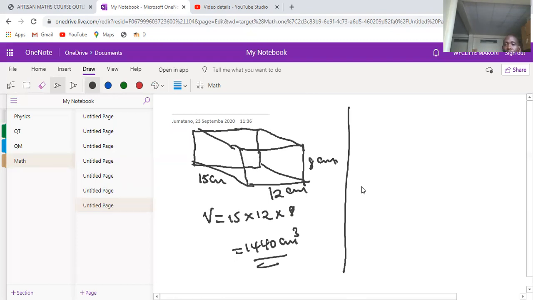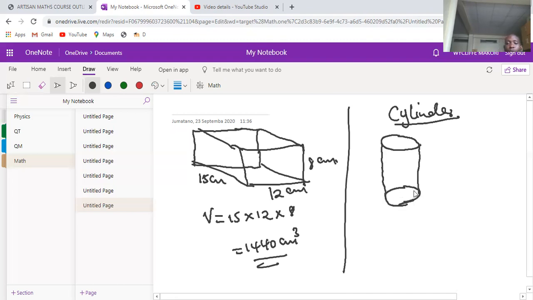The last solid that we are going to talk about its volume is a solid referred to as a cylinder. A cylinder is a solid that has a circular top and a circular base. These circular top and base are of the same radius or diameter. The distance from the top to the bottom is referred to as the height.